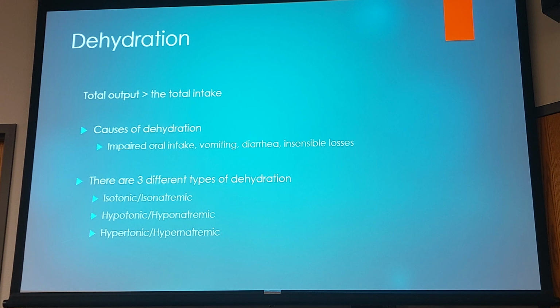So we're dehydrated when our output exceeds our intake, right? We've got more outgoing one way or another. Vomit, diarrhea, not drinking, we're going to have some dehydration occurring, right? Impaired oral intake, vomiting, diarrhea, insensible losses. Again, fever, tachypnea, think RSV baby. There's isotonic, hypotonic, hypertonic. We talked about that before, which leads to your isonatremic, hyponatremic, and hypernatremic. What is that? What is the natremia? Sodium.